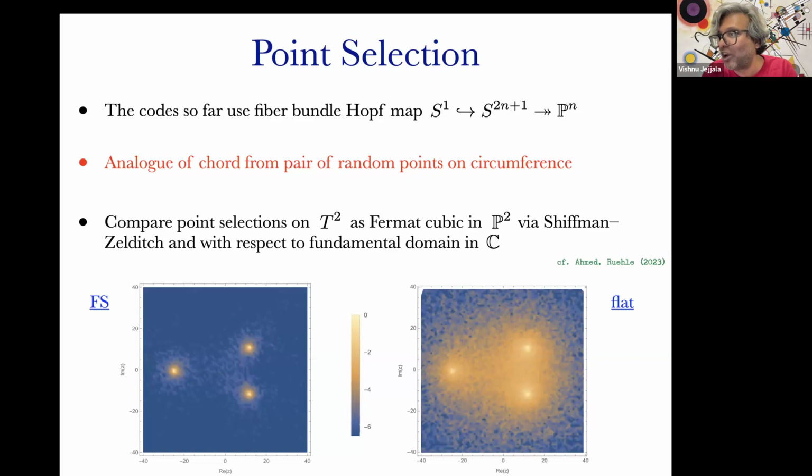We can, of course, choose points with respect to the analytic flat metric on the torus. And the point selections have totally different densities, whether you choose them using the ambient space chord selection method of Shiffman and Zelditch that I mentioned, or whether you choose points based on the best answer, the flat metric. So we compare these different point selections, and we use them to train a neural network to find the flat metric, using the Fubini-Study metric in the ambient space as a seed, as a starting point.